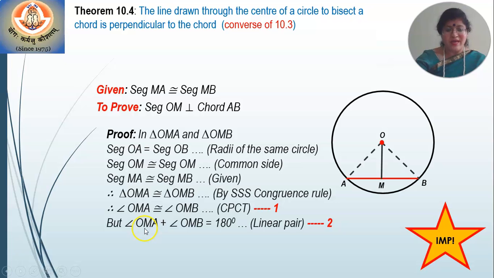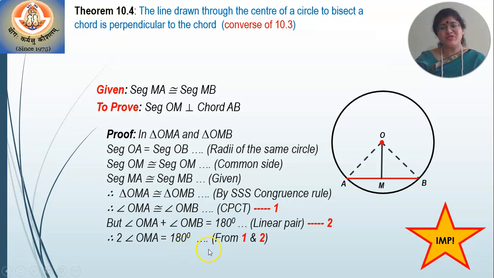You know that OMA is congruent to OMB. So instead of OMA, you could write OMB, or instead of OMB, you can write OMA. So the next step will be OMA plus OMA equal to 180 degrees, or twice angle OMA equal to 180 degrees. And if 2 times angle OMA is 180 degrees, what will be the measure of angle OMA? Yes, it will be 90 degrees. So this angle OMA is 90 degrees.